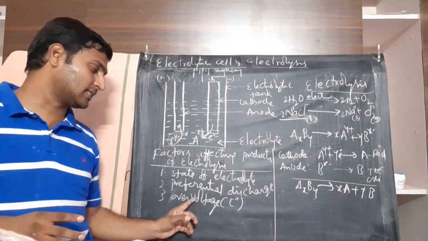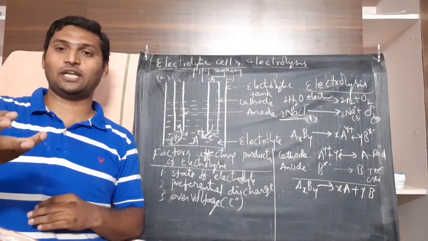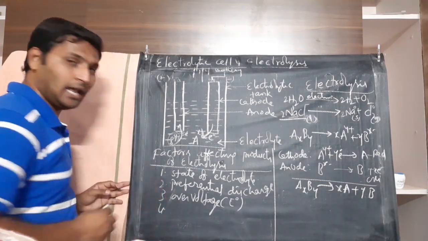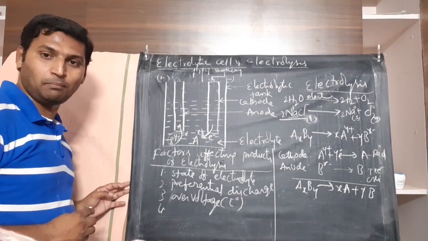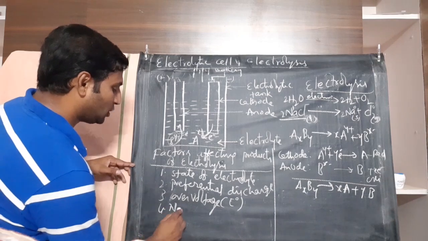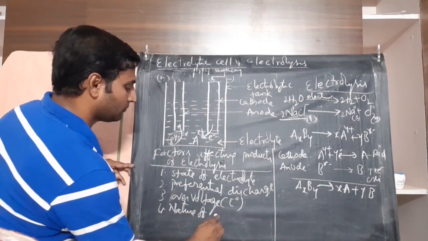That phenomenon is called overvoltage. Due to overvoltage also, the products will be decided. Then, last but equally important is the nature of electrode.